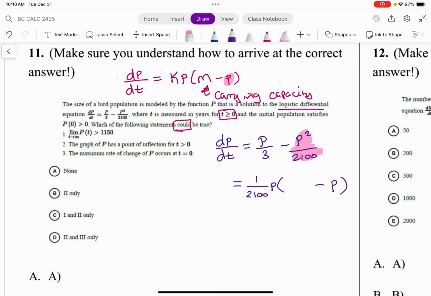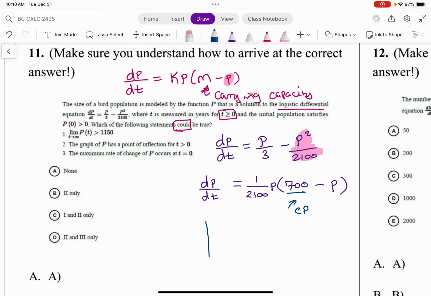And the question is, what does it leave behind in the first term? Just a 700, right? You can take a look at that. Just distribute, and you'll see that you get p over 3. Okay, so the reason I like this form is because now I know my carrying capacity is 700.